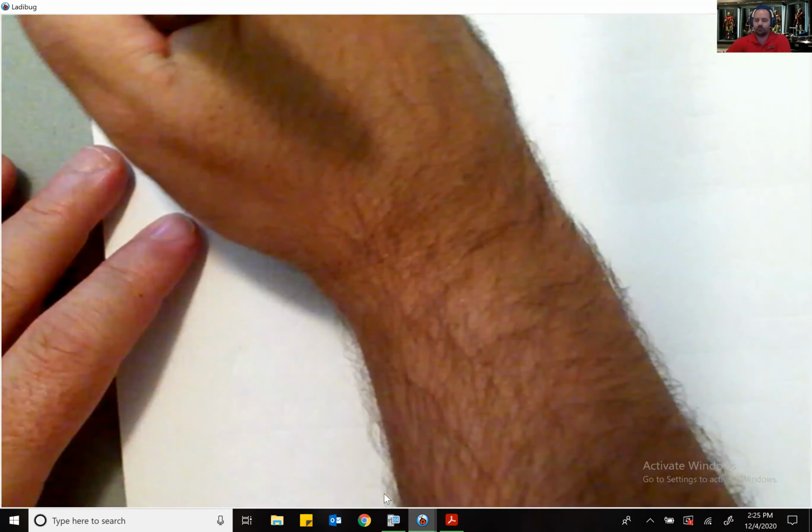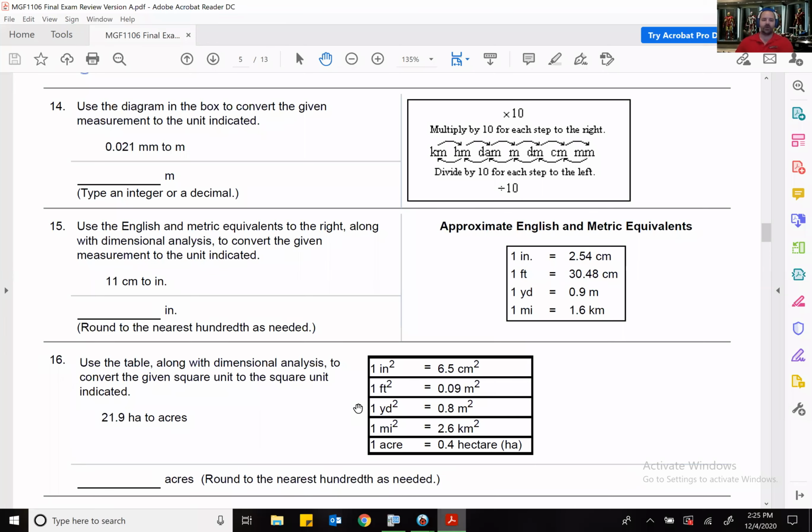Here's number 14. Number 15, almost halfway there. So we want to convert 11 centimeters into inches. So remember, we're going to use dimensional analysis to help us out. So there's got to be something over here that's going to help us convert between inches and centimeters. What is it? 1 inch equals 2.54 centimeters. You got it.